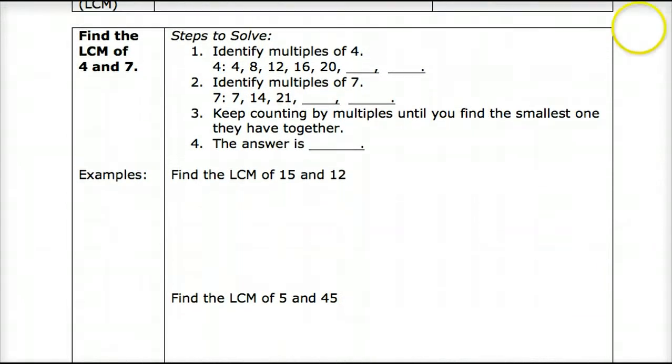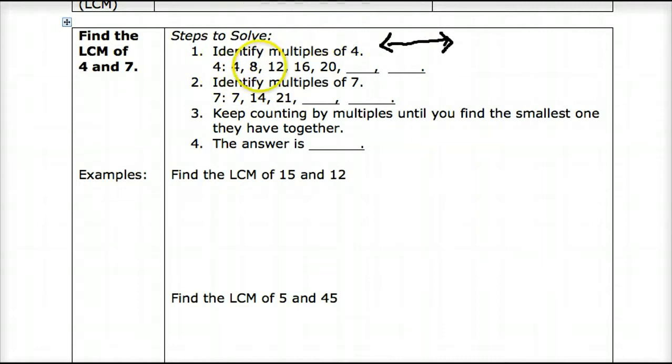Skip down to your notes where it says find the LCM of 4 and 7. That's going to be our example that we go through with our steps to solve. For the steps to solve, our first step is to identify the multiples of 4. Basically how this is done is horizontally. We want to list our numbers from left to right.